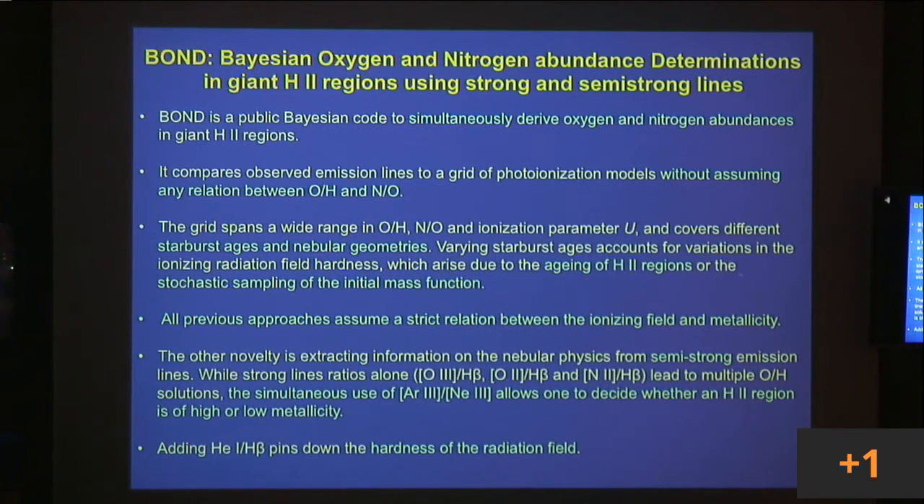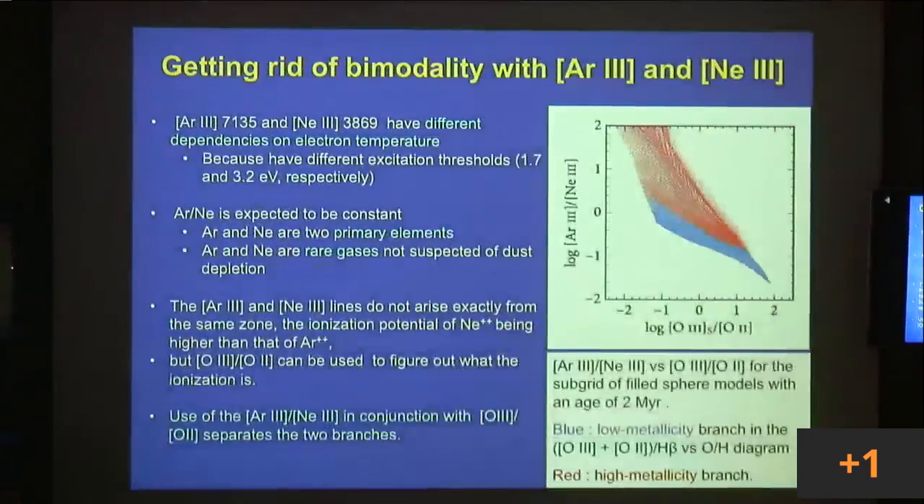If you are not able to measure the temperature directly, these lines are available, except that people usually don't put them in the papers because they don't use them in their strong line methods, but they are in their spectra. So I will show you: this ratio, argon-3 to neon-3, allows one to decide whether the H II region is metal-rich or metal-poor. And if you use the helium-1 to H-beta, it allows you to infer the hardness of the radiation field. So let me show you that.